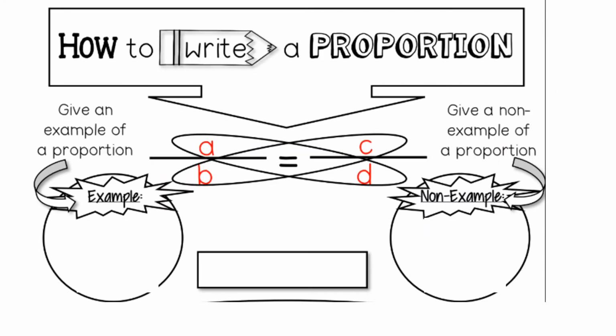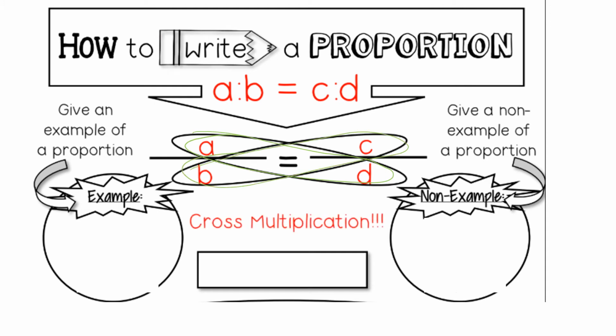Next, how to write a proportion? Okay, we have A over B equals C over D, and we have this cross multiplication happening here, where we have A times D equals B times C. Cross multiplication, what I just said, A times D equals B times C.